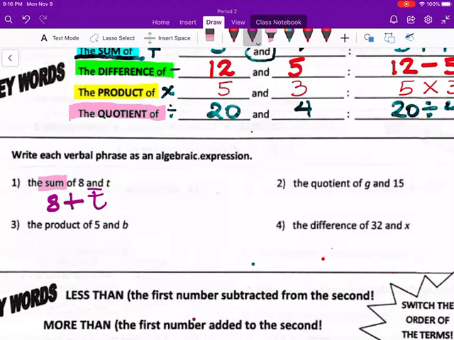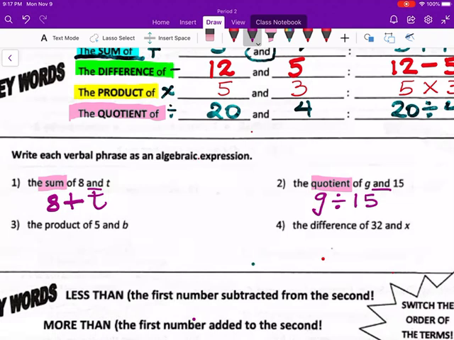Now you guys go ahead and try number 2. The quotient of G and 15. Find the keyword first. The keyword is quotient, and we said quotient means division. So the quotient of G and 15, the division of G and 15.